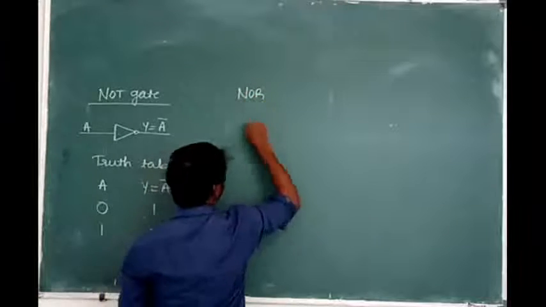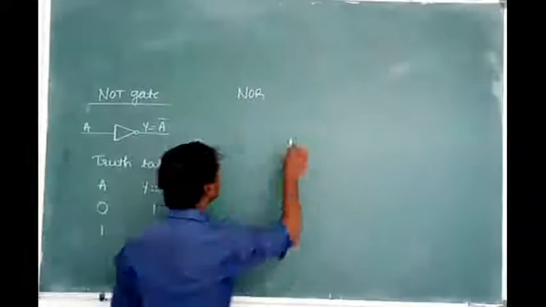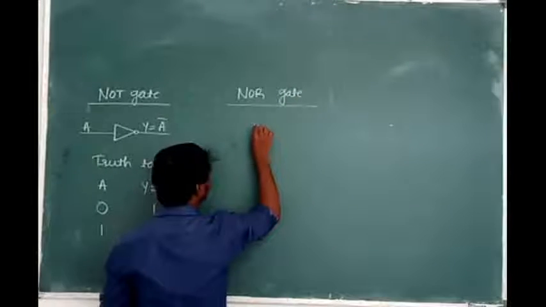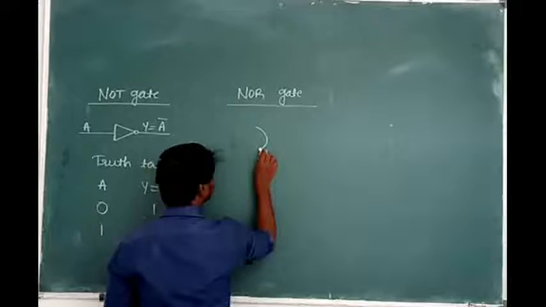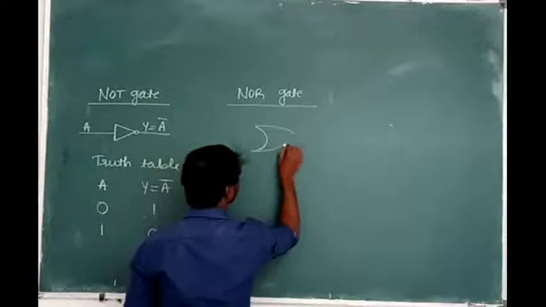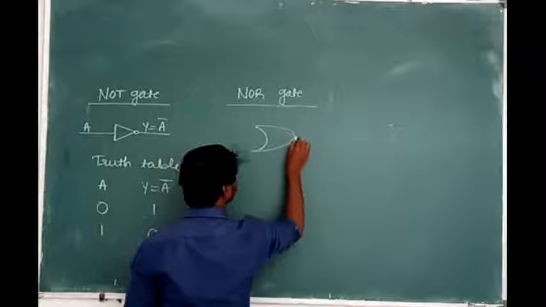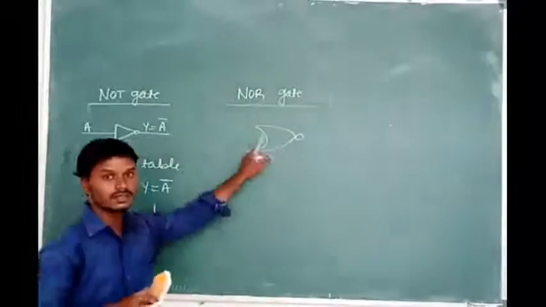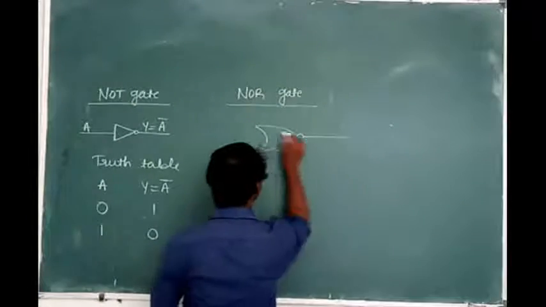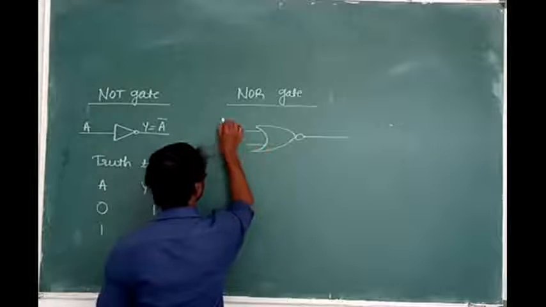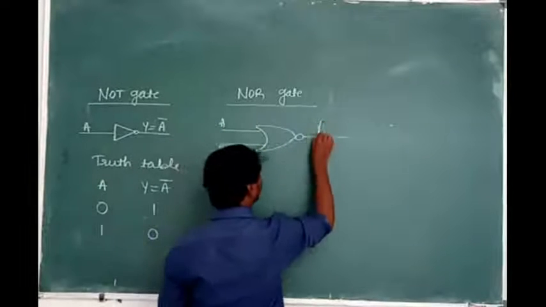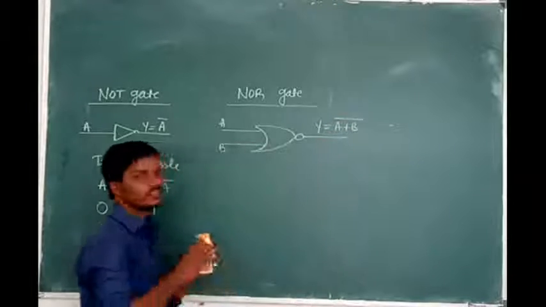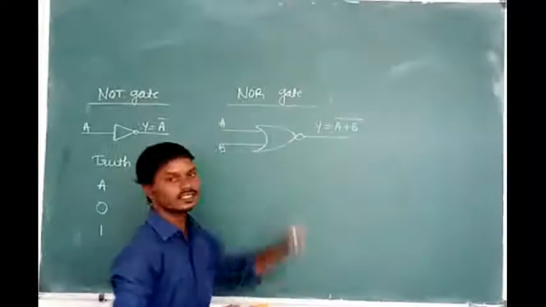What do you mean by NOR gate? It is the combination of OR gate and NOT gate. See here, what is the symbol for the NOR gate? What does this circle indicate? This circle indicates that the NOT gate is connected to the OR gate's output, and these two are the inputs, A and B. Then the output is the complement of A or B, because the NOT gate is connected.